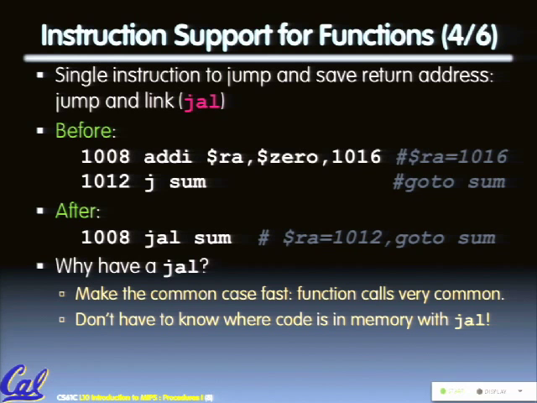And the reason we do this is the two bullet points. One of the things you do all the time is functions. Rather than having these two instructions, I've now saved one. We've seen that before, where I added another MIPS instruction to save me one instruction when I want to do something very often. That's cool, and the best part about it is there's no more 1016 in there, or 1012.